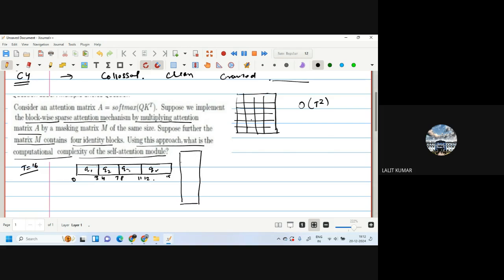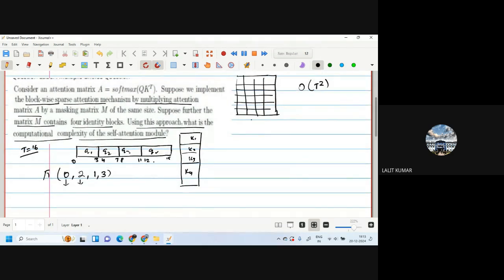So here also I will have K1, K2, K3, and K4. Now, when we say pi, for example, there was a question in the GA. If I say 0 to 1, 3, so it means this is the value of K. The Q remains same. So here it will become Q1. This is K0, this is K1. This is Q2. This is K3. This is Q3. This is K2. This is Q4. And this is K4.